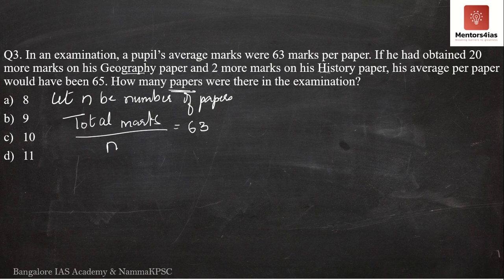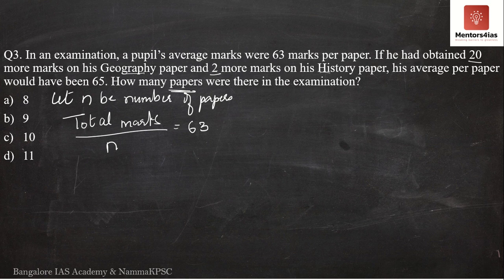We don't need what are the subjects. We only want how many subjects. So it does not matter how much extra does he score in each subject. We only want the total extra marks that he scores. So if the average per paper has to increase to 65, then the total marks have to increase by how many marks? 20 and 2. It could be 20 marks in history and 2 marks in geography. It does not matter for us.